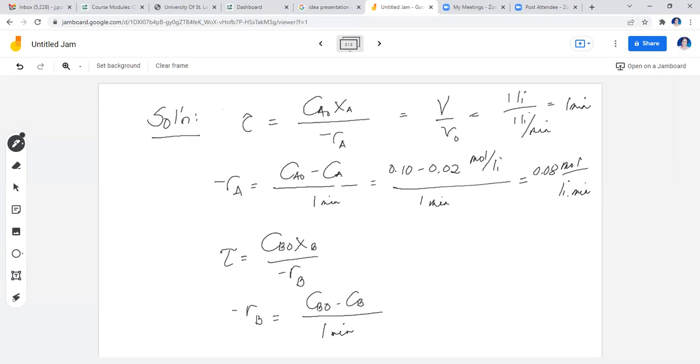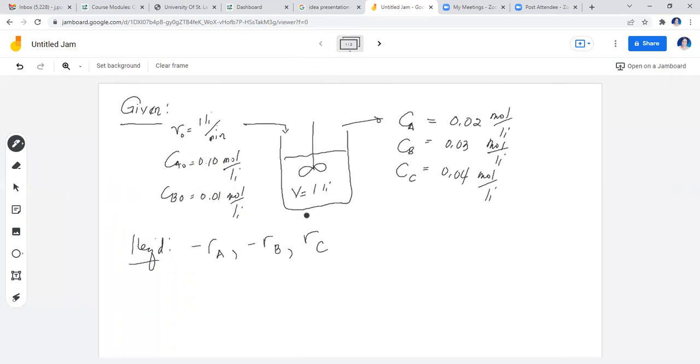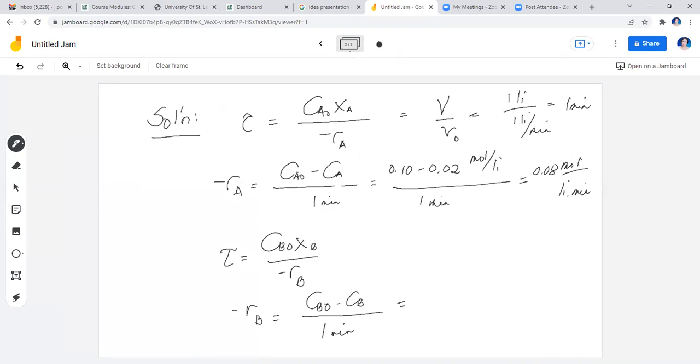We just interchange the CA and the tau. In this case, we interchange the CB and the tau. So CB0 and CB will be subtracted in the numerator. So CB0 is 0.01 and CB is 0.03. So 0.01 minus 0.03, mole per liter, and this is 1 minute. Okay, what is your answer here? Negative 0.02 mole per liter per minute.